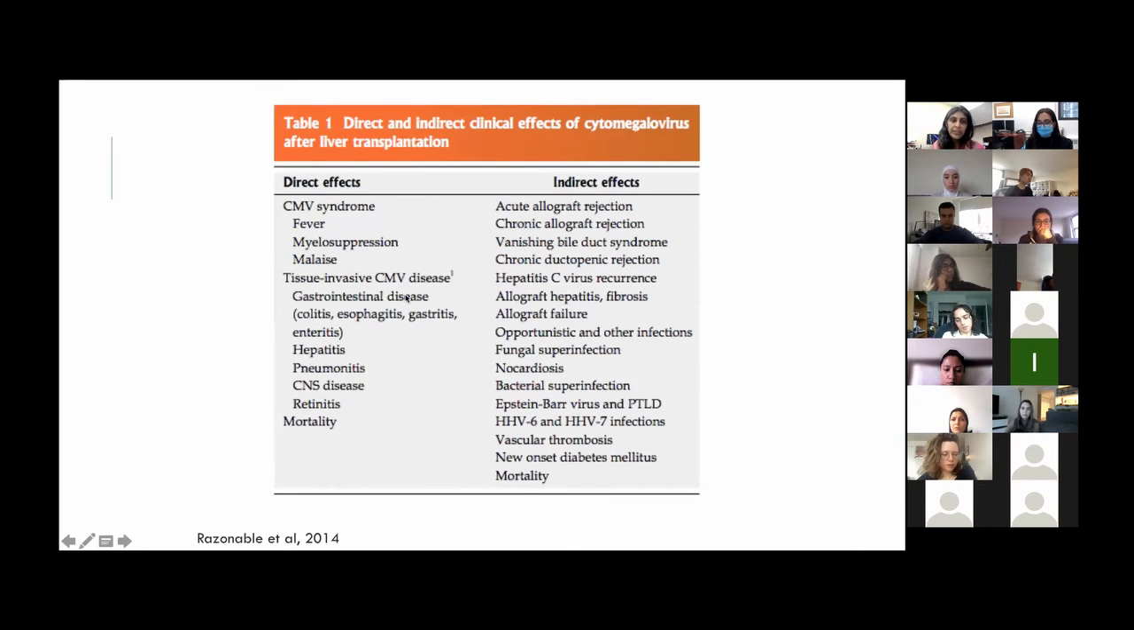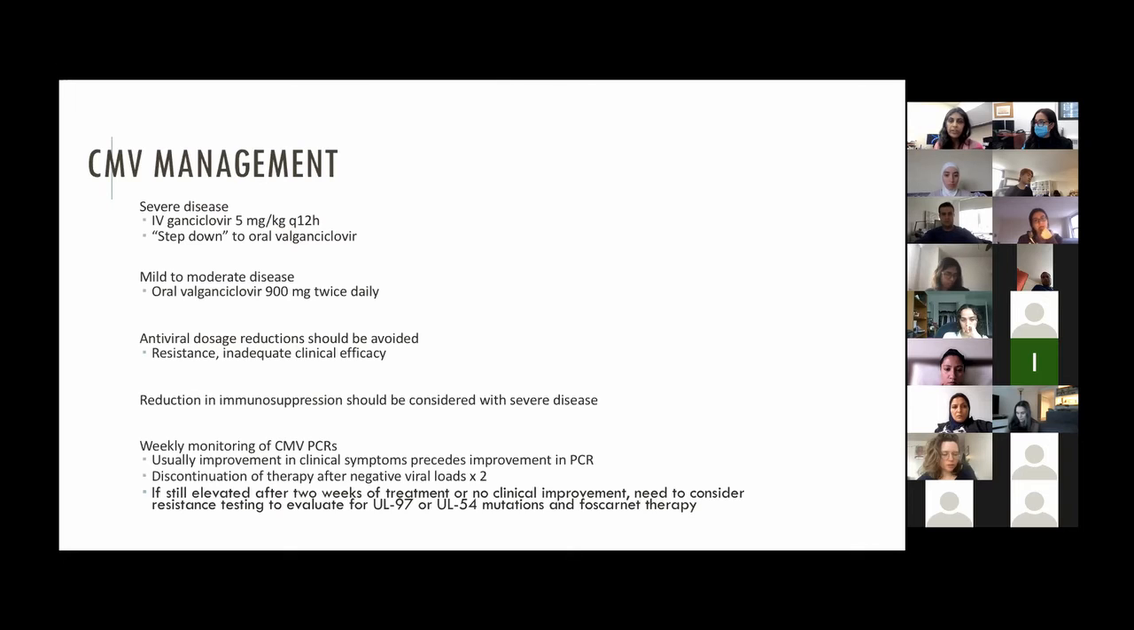The direct effects of CMV are usually the types of things that we see with CMV infection, like in this patient: fever, myelosuppression, malaise. CMV can also be invasive and then be called CMV disease. Mostly we'll see GI disease, but you can also see hepatitis and rarely pneumonitis, CNS disease, or retinitis. But in transplant patients, we also worry about indirect effects. Often patients who develop CMV are at risk for rejection or fungal or other bacterial infections after they develop CMV infection.